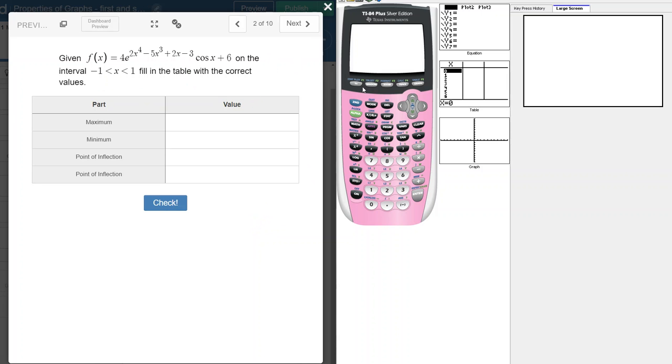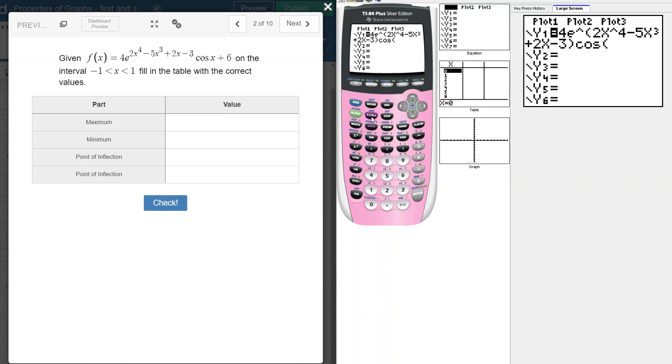So given a problem like this, the first thing I want to do is go to y equals and type it in. In some of the newer calculators, it's actually a little bit easier to type these in. In my old school calculator, I have to use all of these parentheses and make sure that I have that whole exponent in the parentheses.